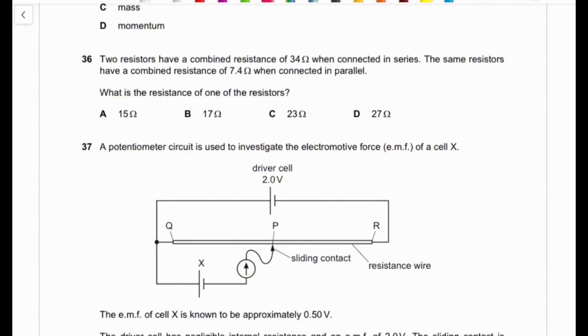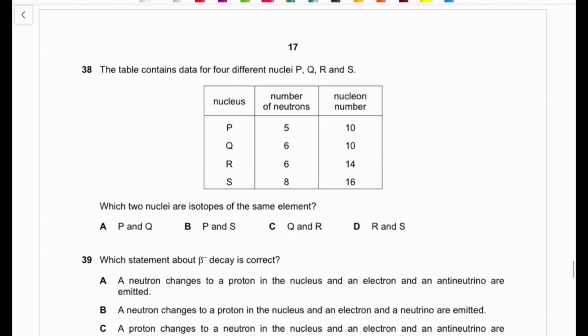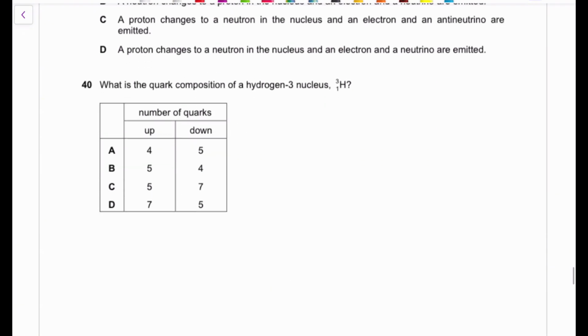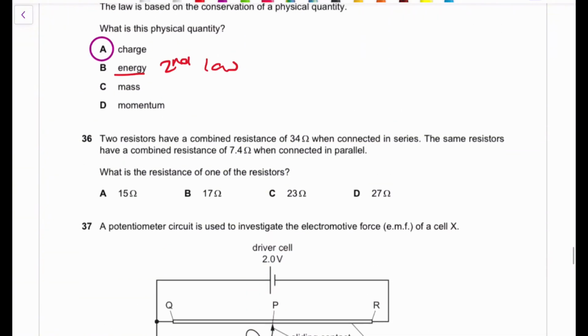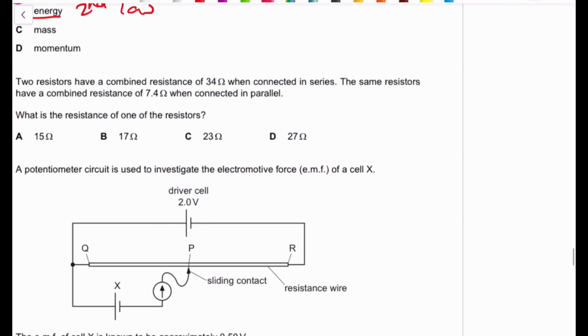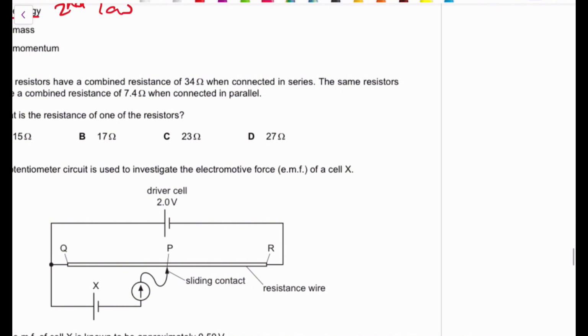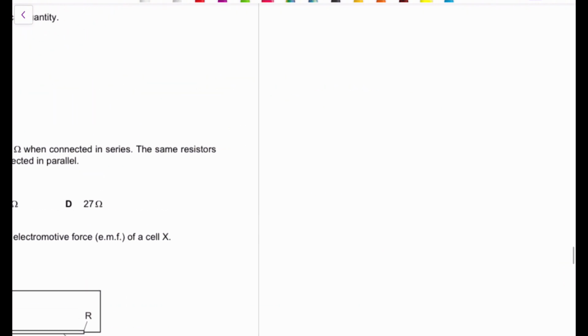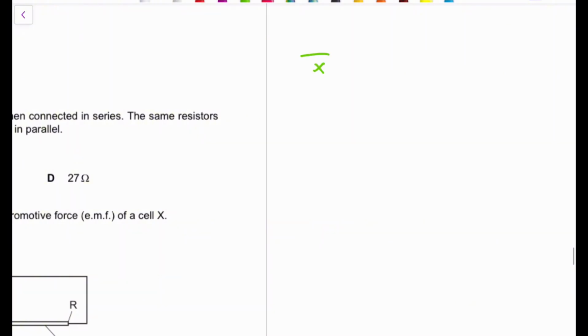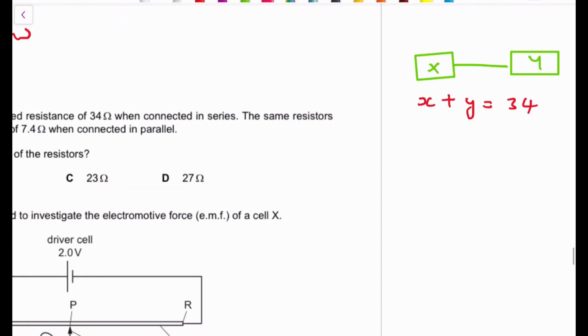Moving to question 36. We've been given two resistors that have a combined resistance of 34 when they're connected in series. So let's connect these things in series: resistor X and resistor Y. Whenever things are in series, we add them up. So X plus Y is going to be equivalent to 34.